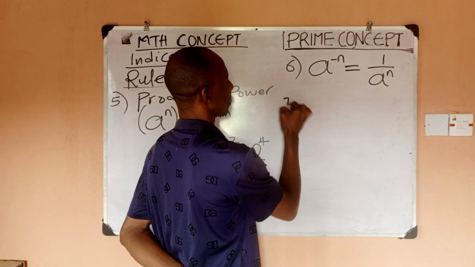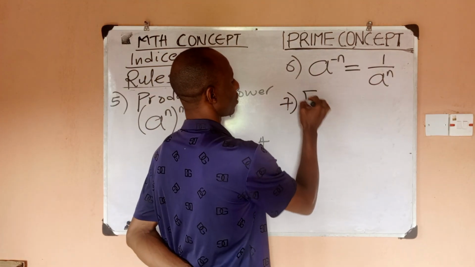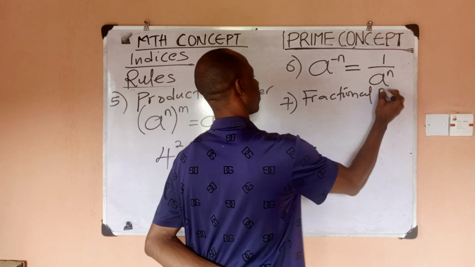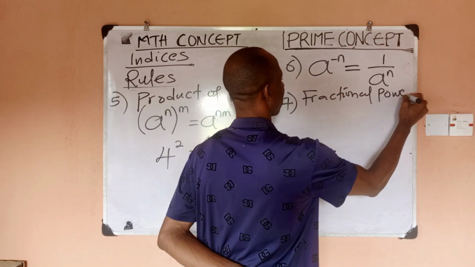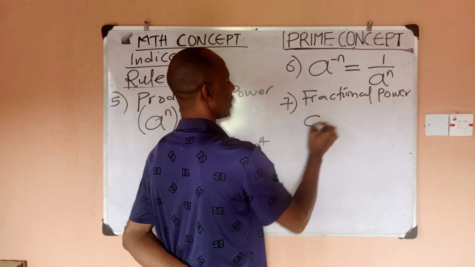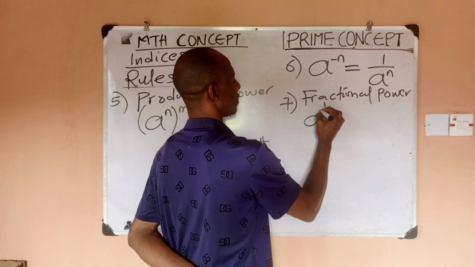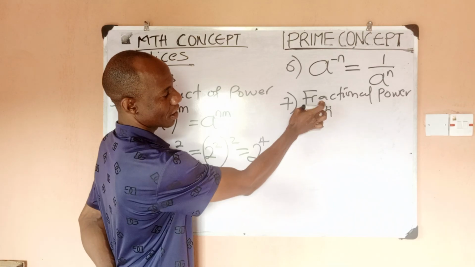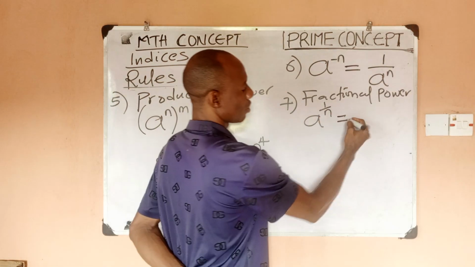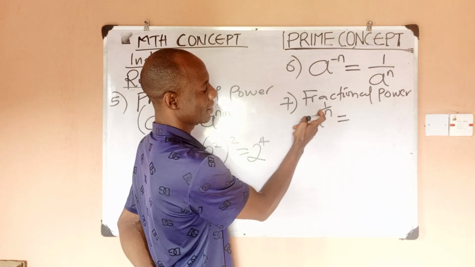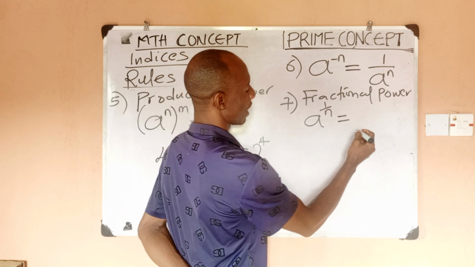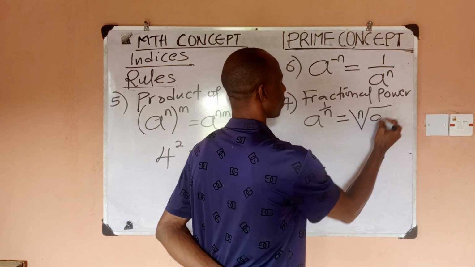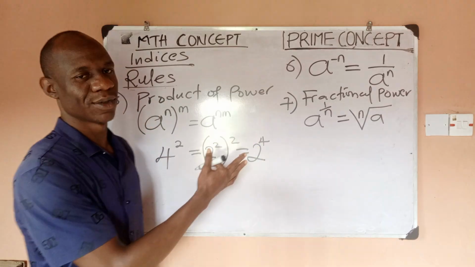Now say we have a fractional power. Number 7, fractional index or power. Say we have a raised to power 1 over n. This is a fractional power. A to power 1 over n, you call this the nth root in mathematics. So this can be written as the nth root of a. So this is true, right?